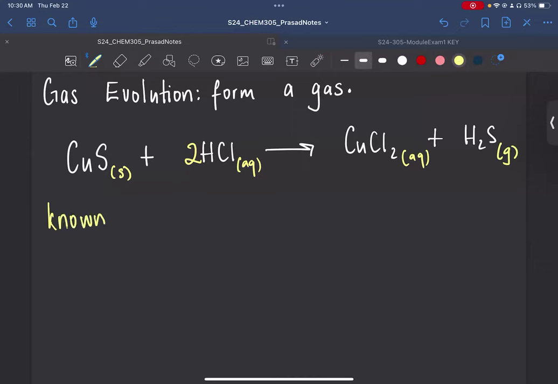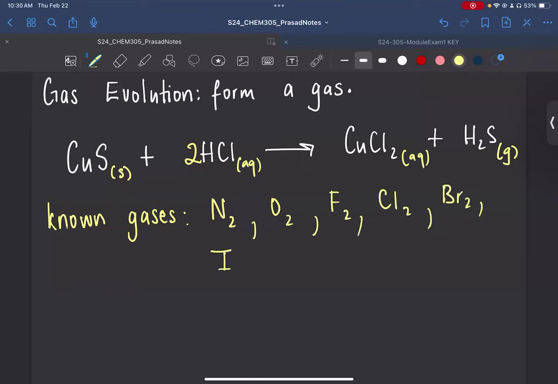Here are some examples of known gases. N2, O2, F2, Cl2, Br2, I2, and Hg2. These compounds here are the gases I expect you to know are gases. Otherwise, I have to tell you that they're a gas. Oh, and of course, CO2. How could I forget carbon dioxide? Yes. Br2 being gas. Yeah.